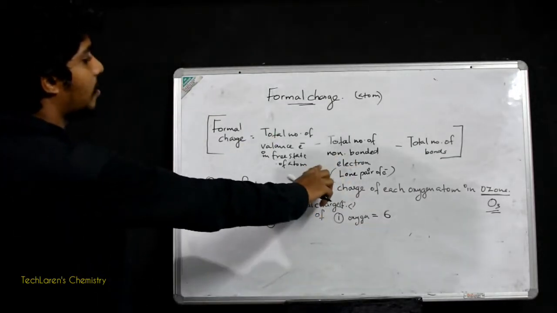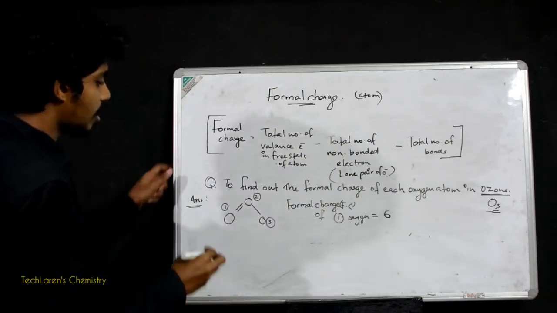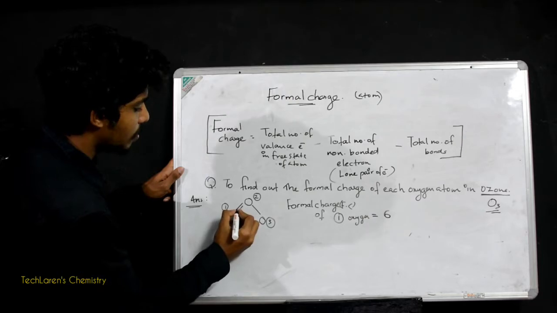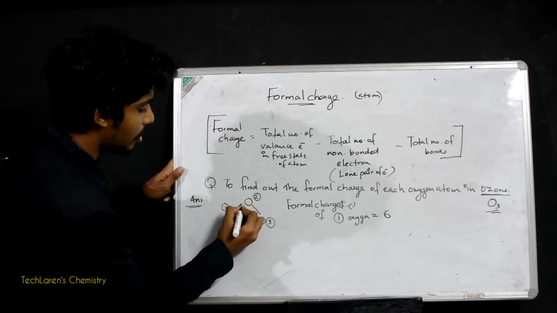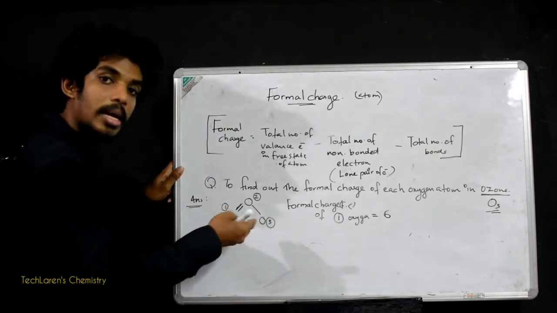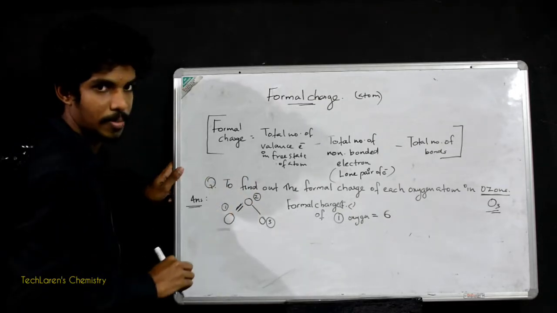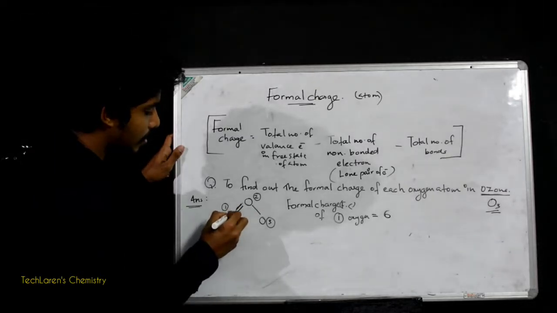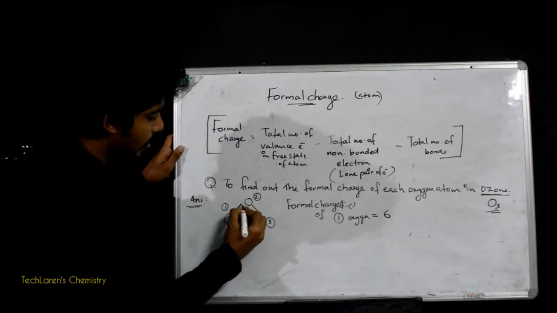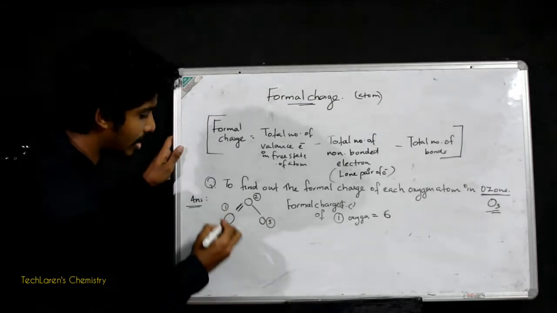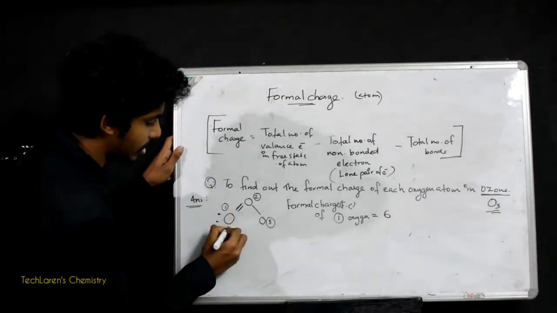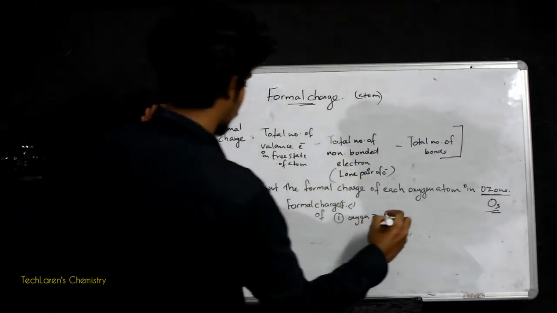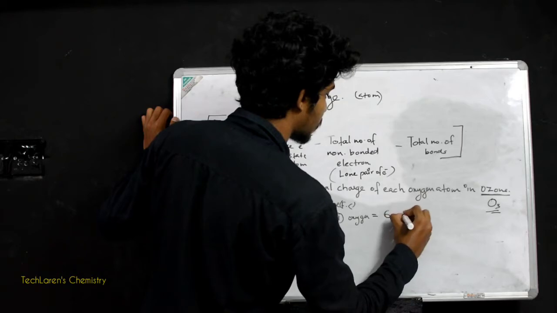Then what is the total number of non-bonded electrons? Here, let's see, there are 2 bonds. A double bond is formed from the first oxygen. There are a total of 8 electrons. The 4 electrons are contributed to this bond formation and the remaining 4 electrons are here. So the total number of non-bonded electrons is equal to 4.